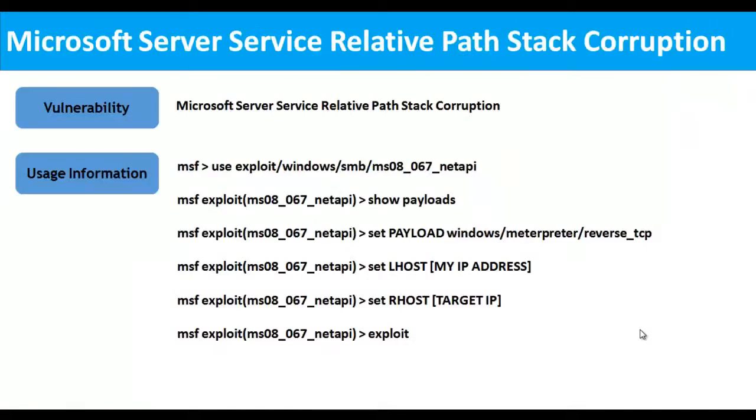Now let us try to attack the remote Windows XP operating system using Metasploit, and this is the vulnerability we are going to use, which actually exists in Windows XP Service Pack 2. This is the Microsoft Server Service relative path stack corruption, and this is the step-by-step process of how we are going to attack the machine. First we will launch Metasploit using msfconsole, and we will write the command to use this particular exploit, which is netapi, and we will set a Metasploit payload, and we will set the required options, and finally we will exploit.